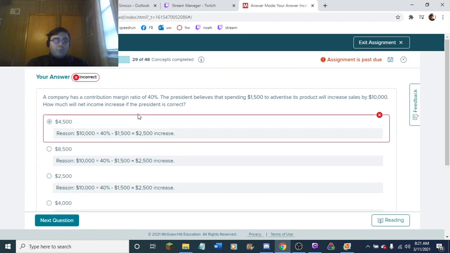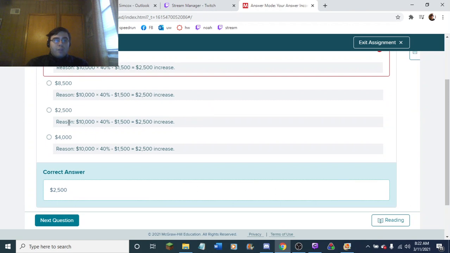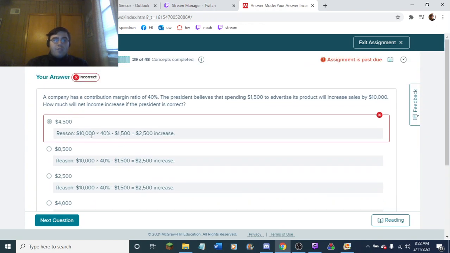I don't know how to do that one. All right. How much will net income increase? Wait. The answer is 2,500. Okay, so you do this amount of sales times the contribution margin ratio, and that equals the contribution margin. And then you subtract this amount and you get that much. Okay.